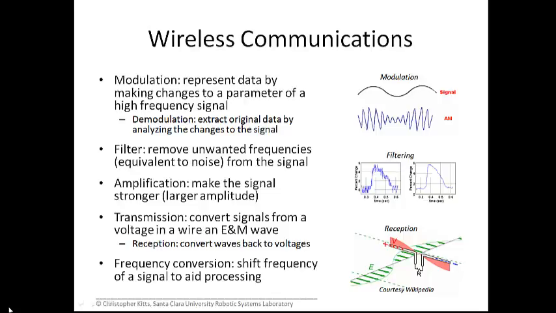The transmission process is actually the process of converting the wave from a voltage in a wire to an electromagnetic wave, a radio wave traveling through space, and then reception is converting those electromagnetic waves back to the voltages in a wire. And that comes about through the use of an antenna. You can see the graphic to the right.